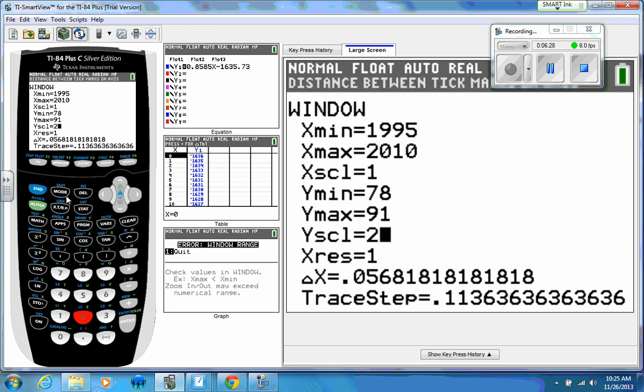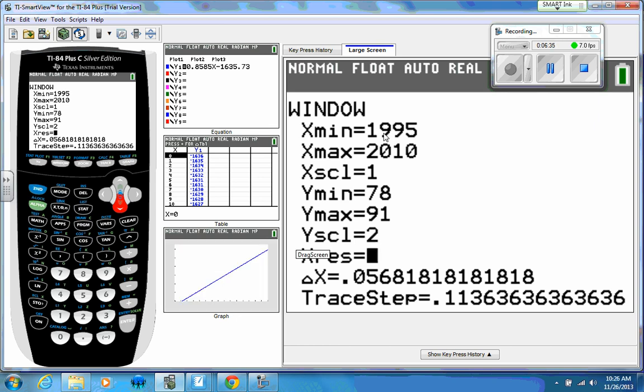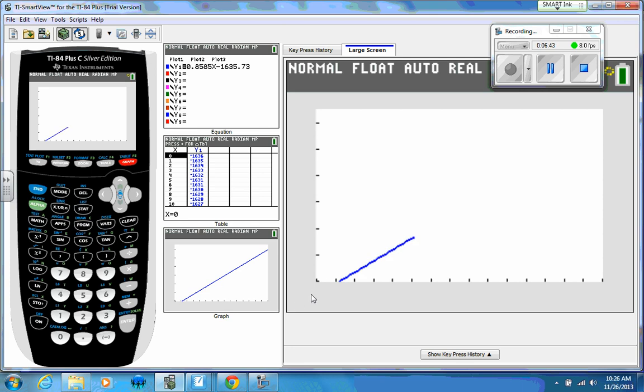My scale, I guess I could put 2, and I'm getting an error down here saying check values in window, x min is greater than x max. Oh, it fixed itself, and I get a line. Okay, so I go to my graph, I look, I have a linear regression. It's an increasing regression, so it's showing that as the years go on, the data is increasing.